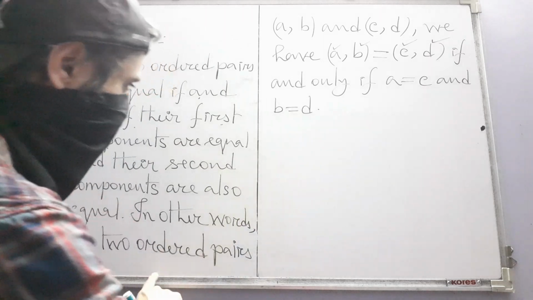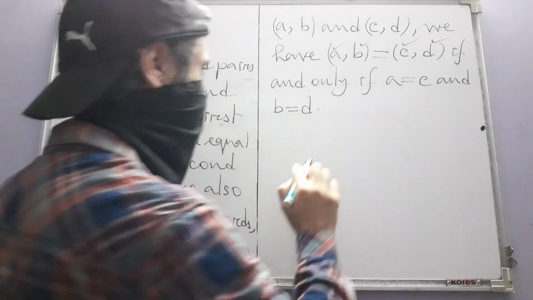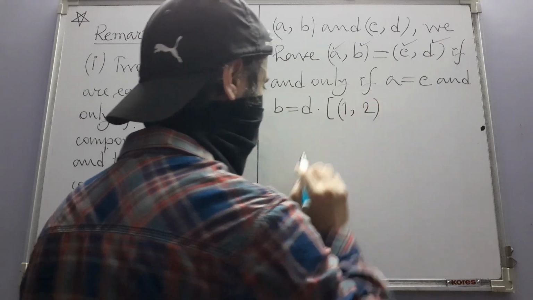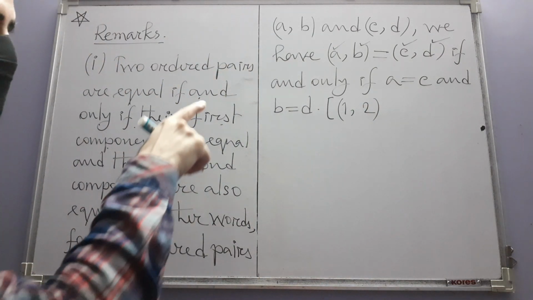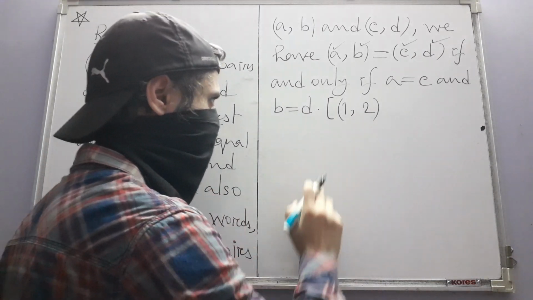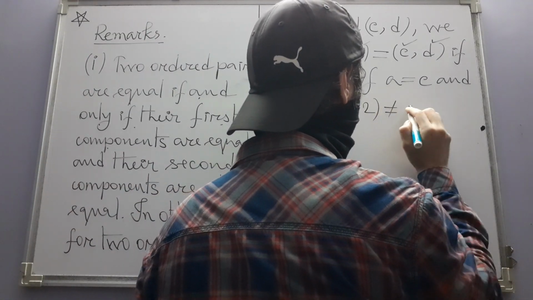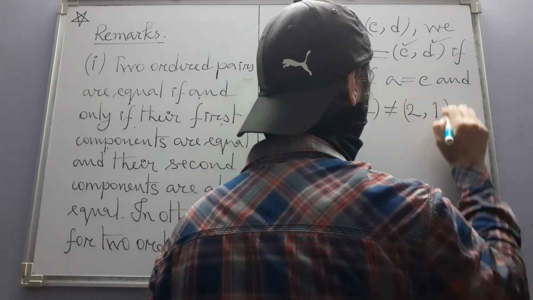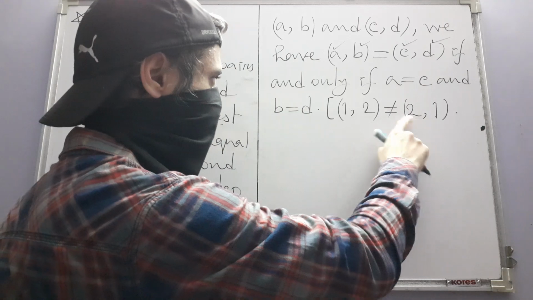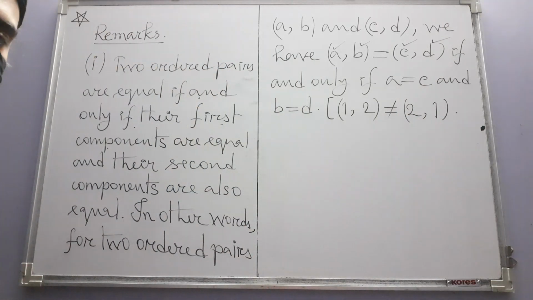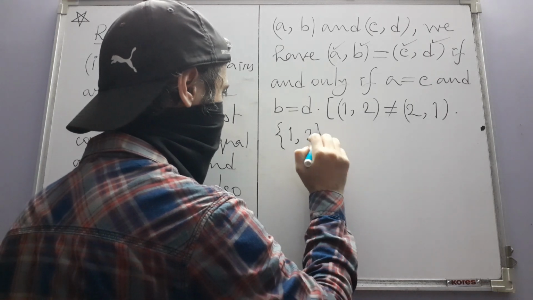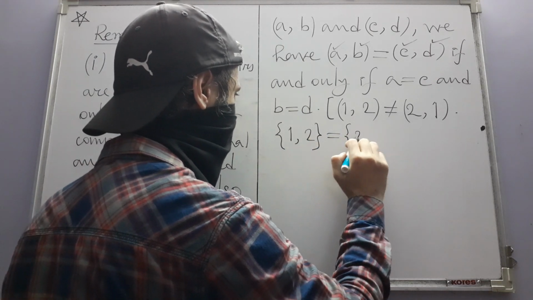Now you can see why we have, for example, this. Say we consider the ordered pair whose first component is 1, the integer 1, and the second component is 2. This is not equal to 2 comma 1. That's because 1 is not equal to 2 and 2 is not equal to 1. Although the sets 1 comma 2 and 2 comma 1 are equal.